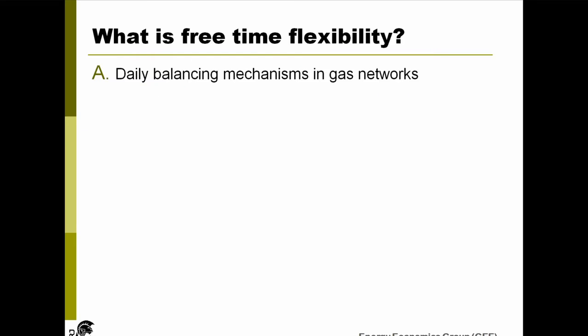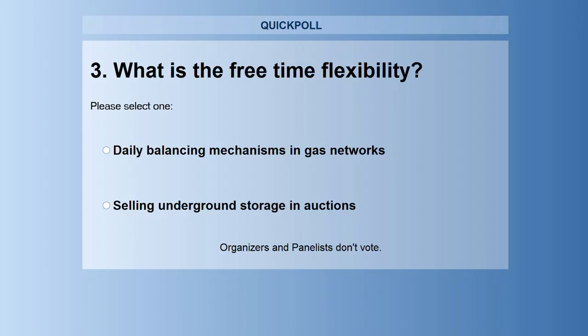Let me ask you a question to make a link with real application. Which of the two options is an example of free flexibility? I'm going to launch a poll to ask you about this. The two options are A, daily balancing mechanism. This means that the gas has the same price within the day. And the second option is selling underground storage in a certain auction. You have to choose which of the two is an example of free time flexibility. I think that you are voting still, giving you some more seconds.